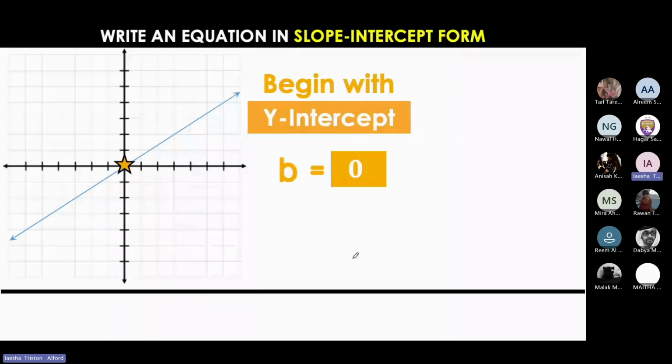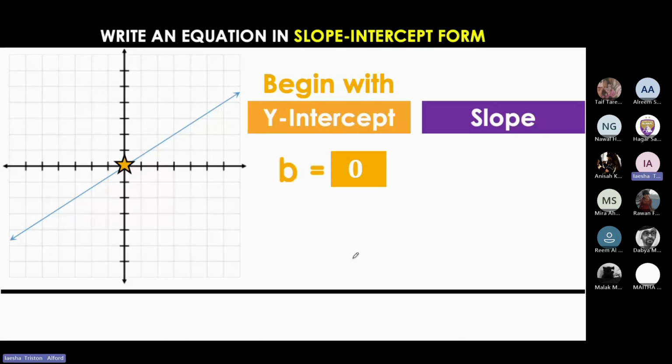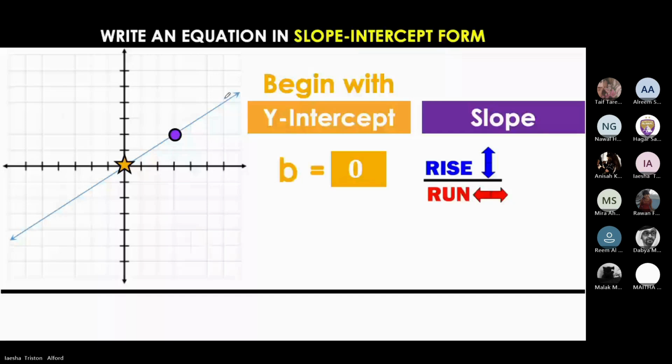Then we need the slope. To make the slope, use rise over run. You need 2 points. In this line, they do not give it to us, so we have to choose them for ourselves. So I chose this one. You can also choose this one, or this one. Any 2 points will help you to find the slope.